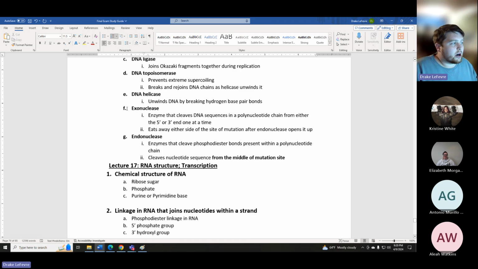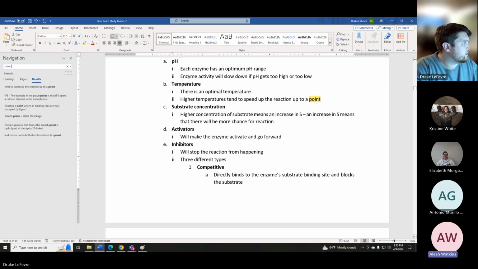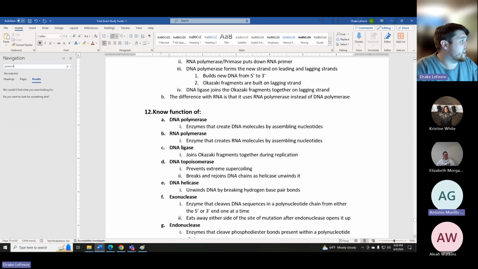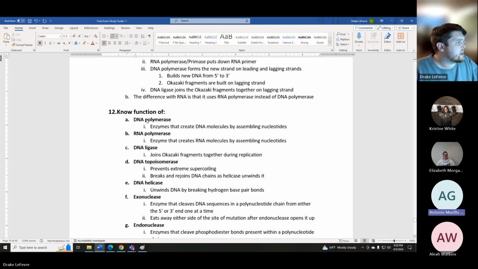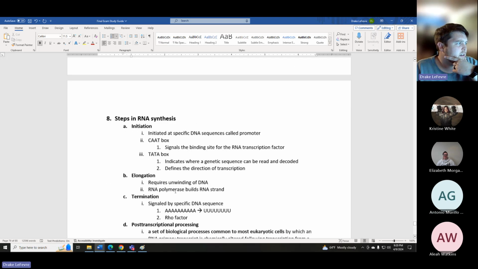Our exonuclease and our endonuclease are responsible for mutations that occur. Did he spend a lot of time on mutations with you guys? Not that I recall in ours. Maybe briefly, but not really that I can recall either. I don't have it on my study guide at all, so there must be another class in the future that goes into this stuff.